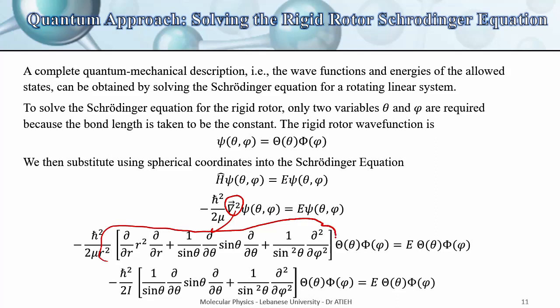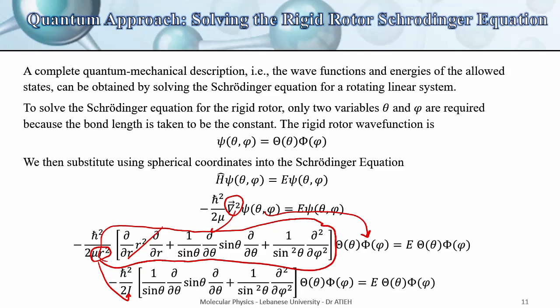This is the value of nabla squared in spherical coordinates. And we have replaced psi with theta phi, and similarly on the other side. Now we are going to replace mu r squared with I, which is the classical moment of inertia of the molecule. And we are going to get rid of r because r is constant. Our functions do not depend on r, and there is no derivative with respect to r. We remain with the parts that contain theta and phi.